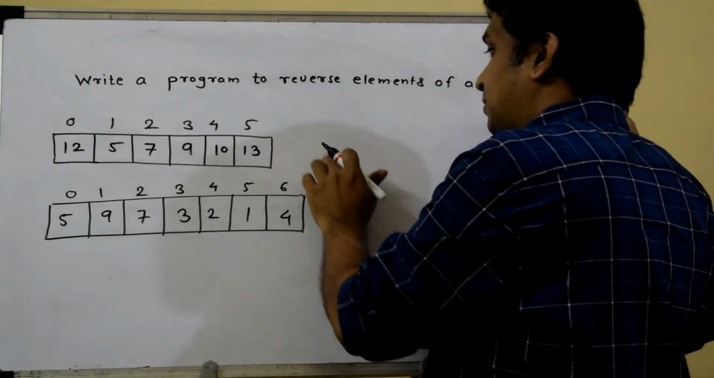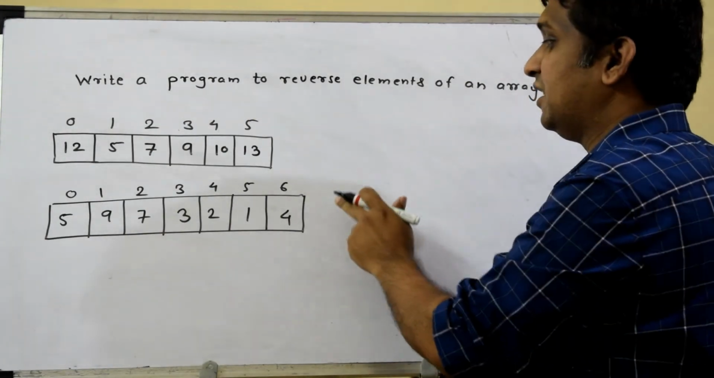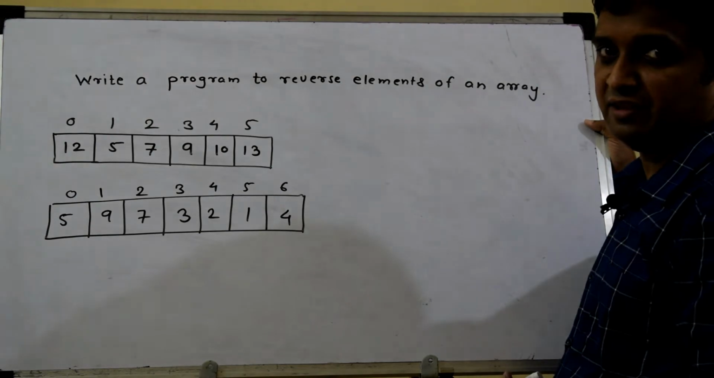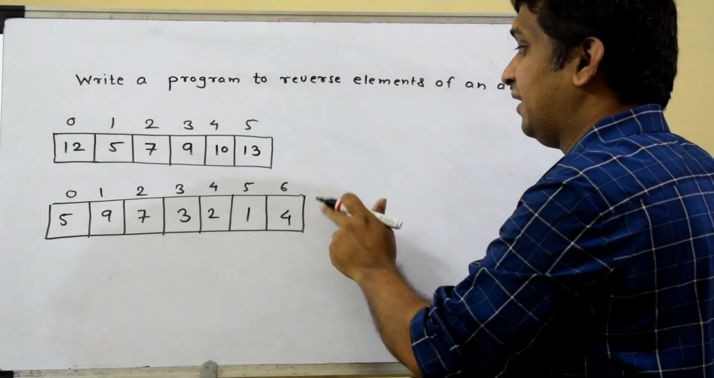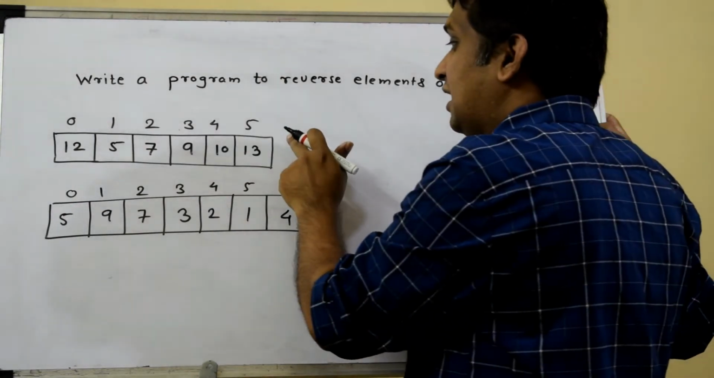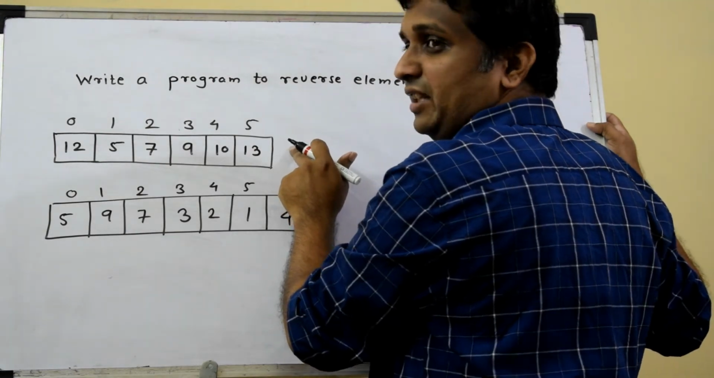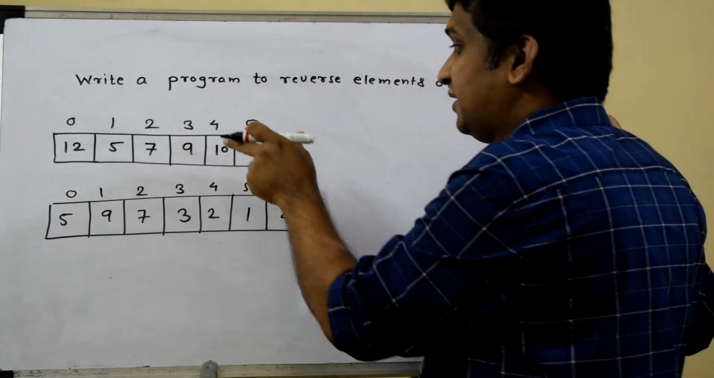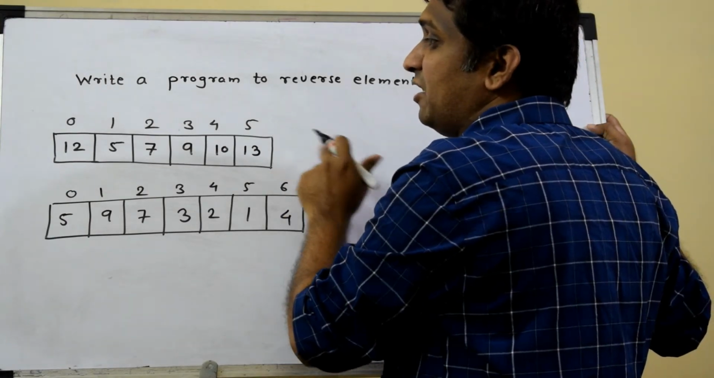So here I have displayed two different arrays. The first array has 6 elements and the second array has 7 elements. So the first array is with even size and the second array is with odd size. Suppose I want to reverse the elements of the first array within the same array, then what do I need to do? I need to interchange the elements.